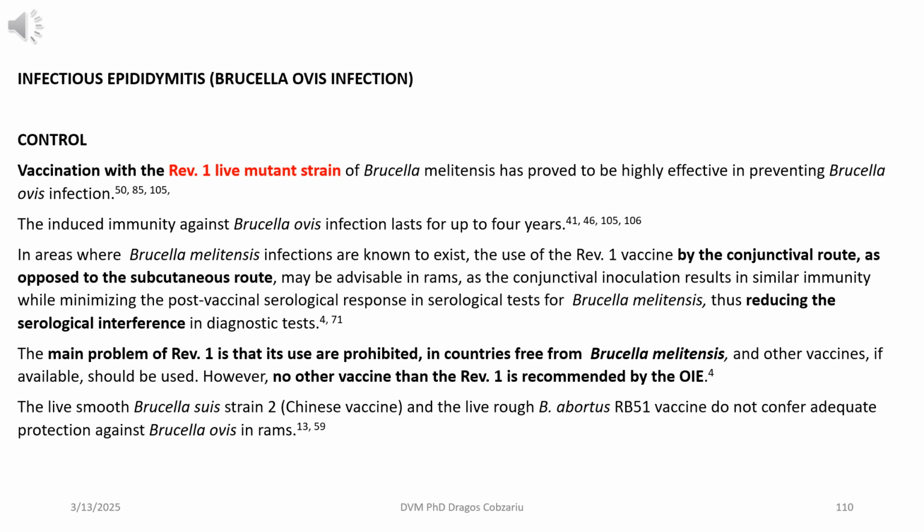The main problem of Rev 1 is that its use is prohibited in countries free from Brucella melitensis, and other vaccines, if available, should be used. However, no other vaccine than Rev 1 is recommended by the WHO. The live smooth Brucella melitensis strain 2, Chinese vaccine, and the live rough B. abortus RB51 vaccine do not confer adequate protection against Brucella ovis in rams.